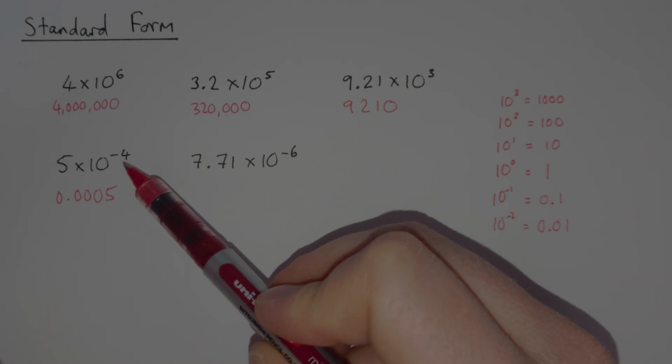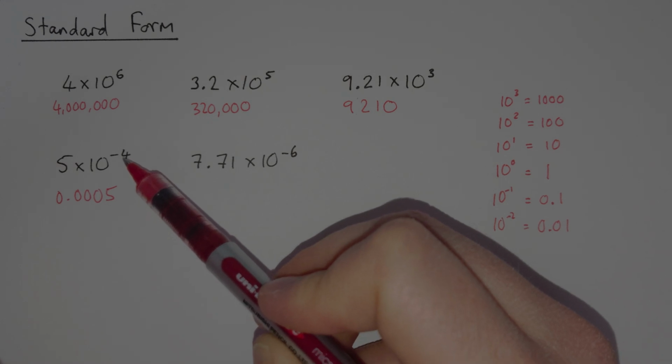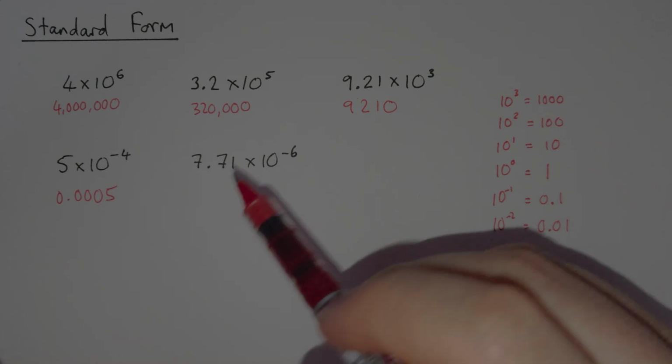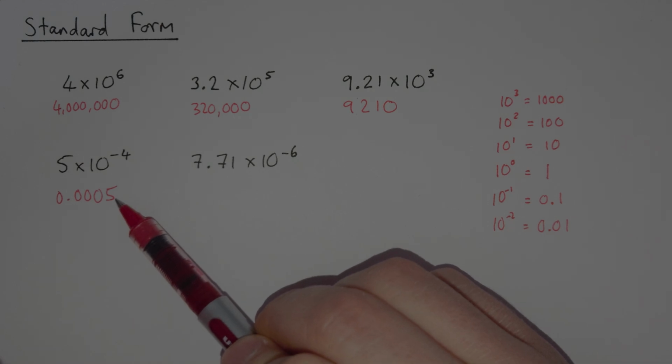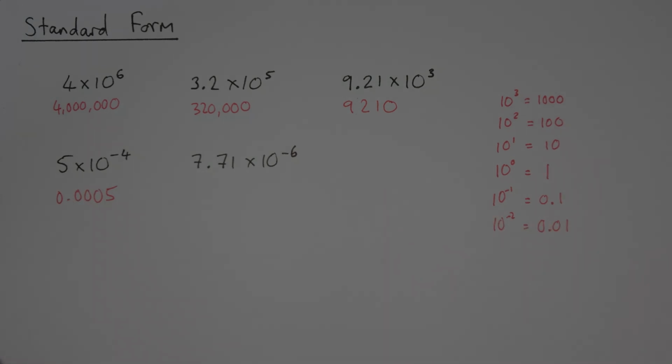In the same sort of way, down here, I could say move it 4 places to the left. Make the number smaller by moving the decimal 4 places to the left. Just check that I have done that. For the number 5, the decimal point is there. So number 5 is there. And then have I moved it 4 places? 1, 2, 3, 4. Yeah, definitely have moved 4 places.